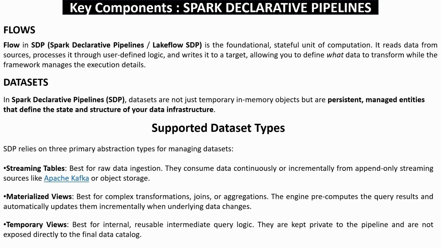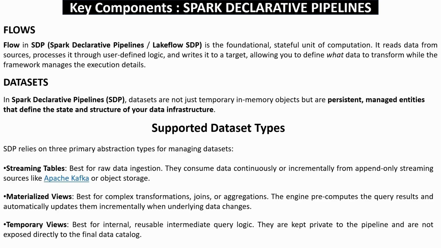Make sense? Cool. The third one is temporary view. Temporary views are just for holding the query and computing the results whenever there is a requirement to run a specific script. They are reusable, but they are kept private in the pipeline and not exposed directly to the final data catalogs. So this is all about datasets. A flow is the process of how you get the data from sources, how you process it, and how you write it into a target. And datasets are the persistent storage objects which define the state and infrastructure of the data.